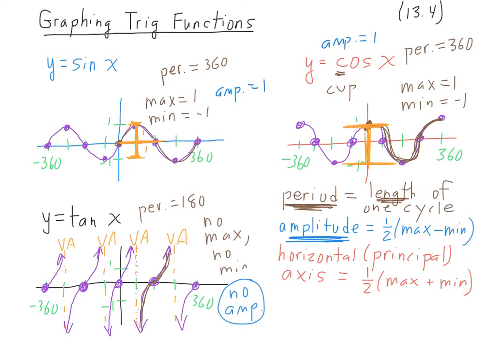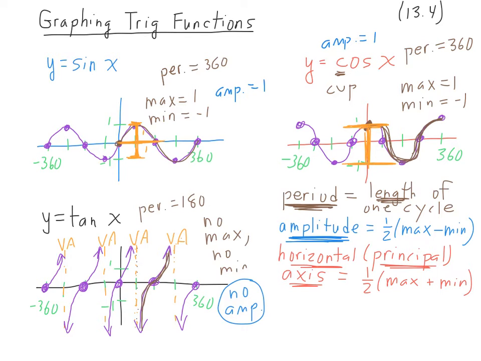All right, and finally we have what we call the horizontal, or sometimes the principal axis. Here, there's a formula: it's 1/2 the max plus the min. So what are we talking about? What do we mean by a horizontal or a principal axis?